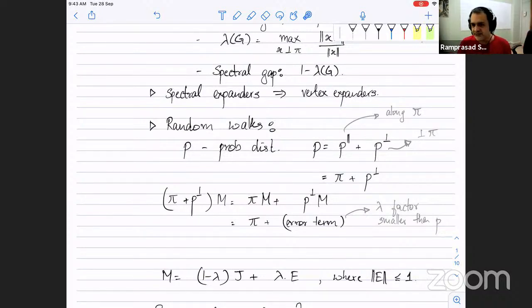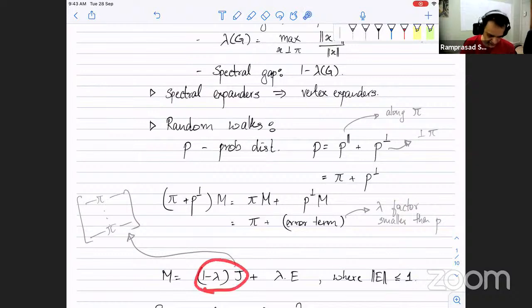We wrote down this matrix decomposition last time, which is that whenever you have a random walk matrix that corresponds to a lambda expander, you can decompose this random walk matrix into 1 minus lambda times J, where J is the matrix where all its rows are pi. In our case, that means it's a matrix made up of 1 by n everywhere, in the undirected regular case. So you can write it as 1 minus lambda times J plus lambda times E, where E is some error term, and E has spectral norm 1.